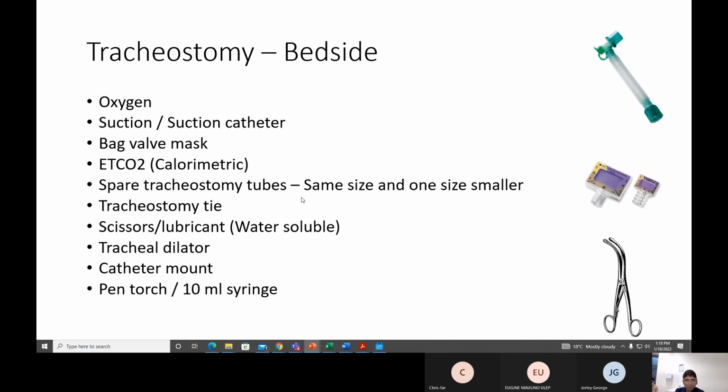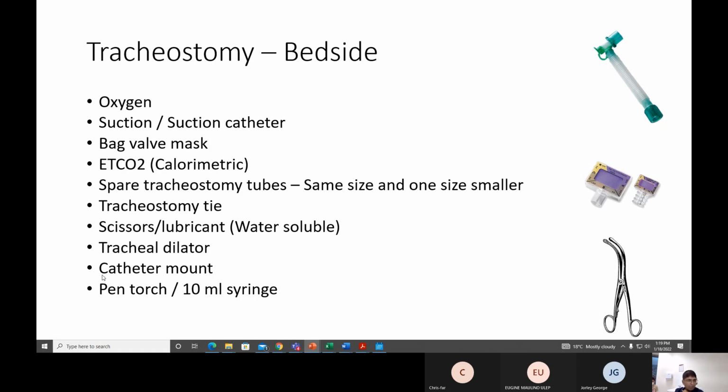You should have spare tracheostomy tubes, same size or one size smaller. Tracheostomy ties, if you have to replace them, scissors, lubricant. Tracheal dilator is here. This tracheal dilator is used to keep the stoma open if you have difficulty inserting the tracheostomy tube. Say you're replacing and it's difficult, then this may help to keep the stoma open and then insert the tracheostomy. A catheter mount, this is the catheter mount which you can connect to the tracheostomy and connect the bag valve mask to the other end and use it.